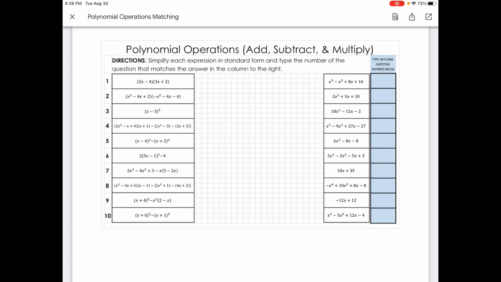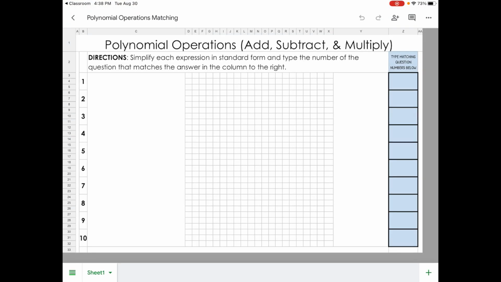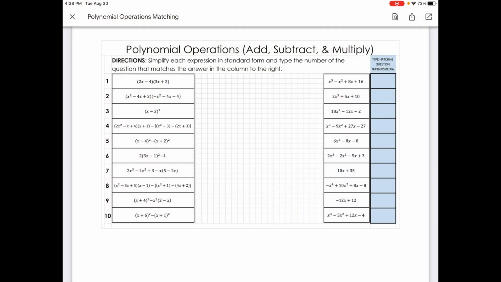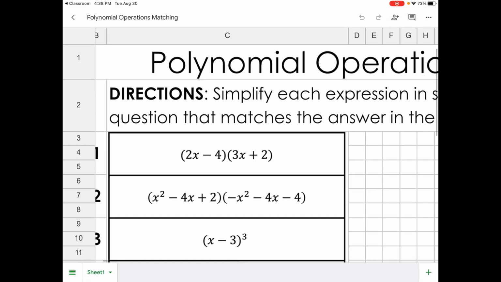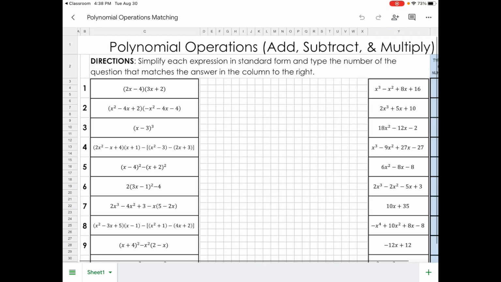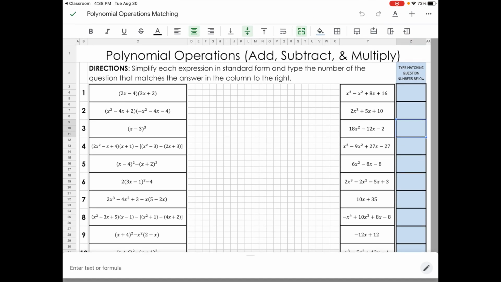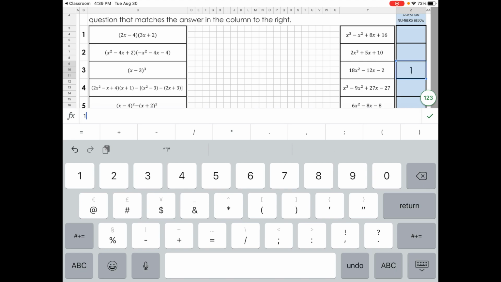And you're going to want to open this up in Google Sheets. If you're on a device, on an iPad, you want to open it up in Google Sheets. I think you just click the top right, this little arrow right here, and then it'll give you an option to open in Google Sheets. So now you have to basically match it. For example, this first question here, you're going to go ahead and do that and then figure out what the answer is. So I'm going to pick something that I know is not the right answer. So maybe you think it should go in here. So you would type 1 and hit enter.